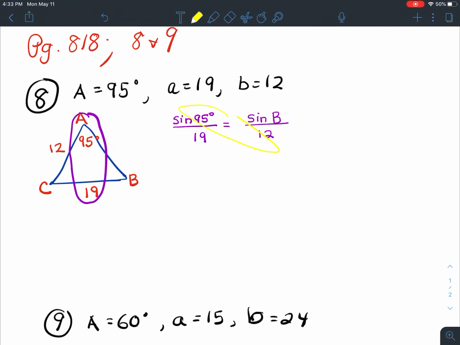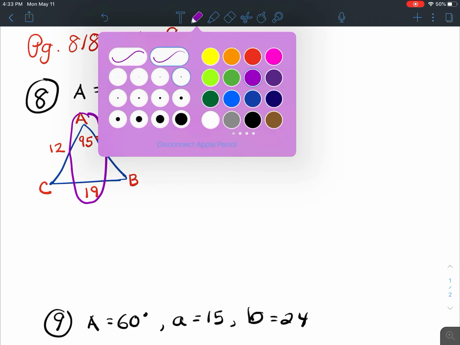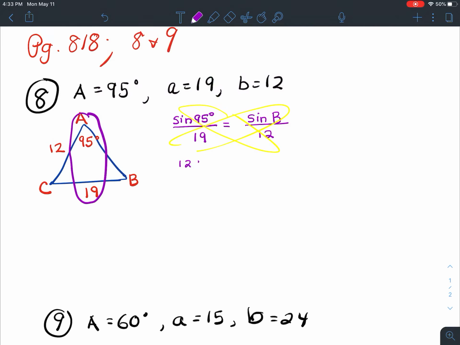Then we're going to cross multiply, okay? So when we cross multiply here, we end up with 12 sine of 95 equals 19 sine of B. Okay, I'm going to get rid of the 19. Now at this point, this is not angle B yet, because you'll notice there is still a trig function attached right here to angle B.